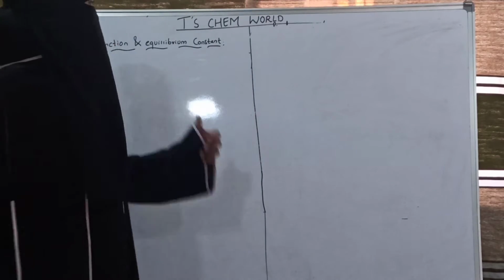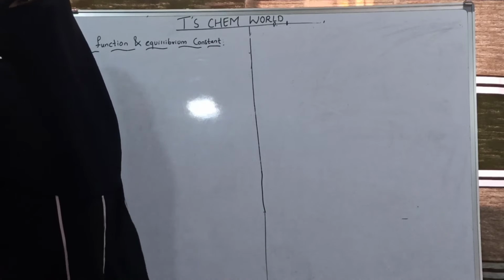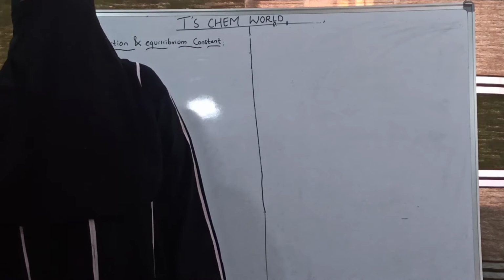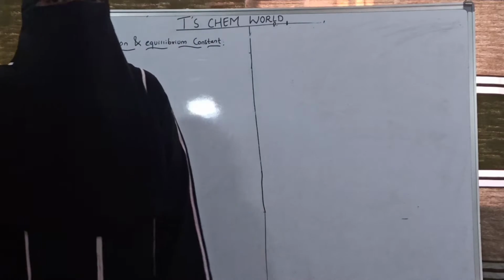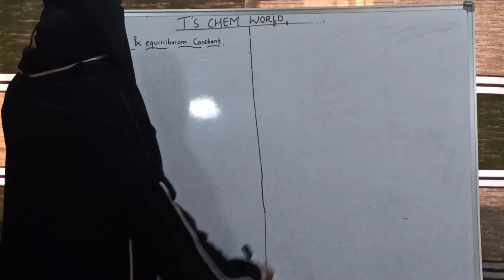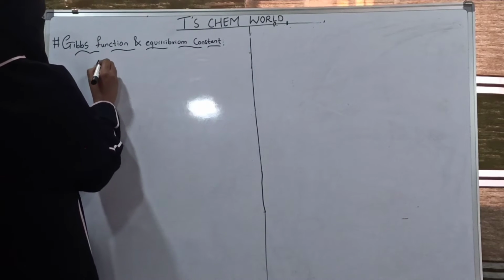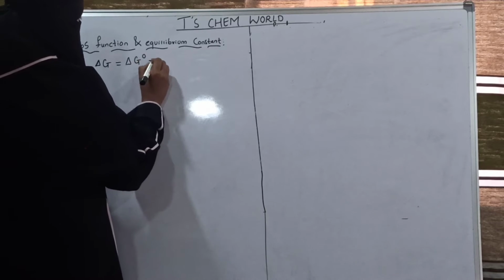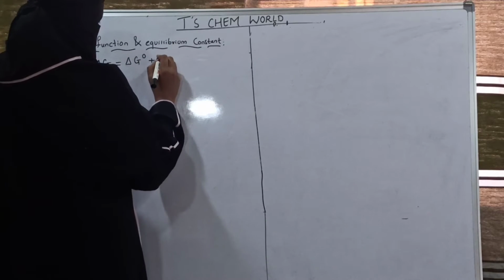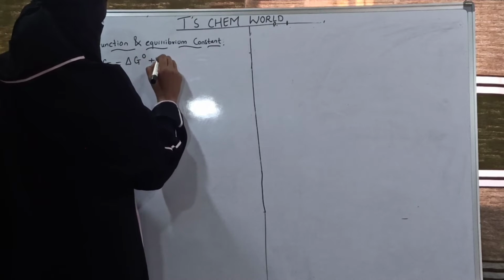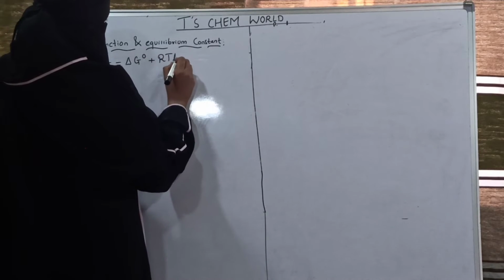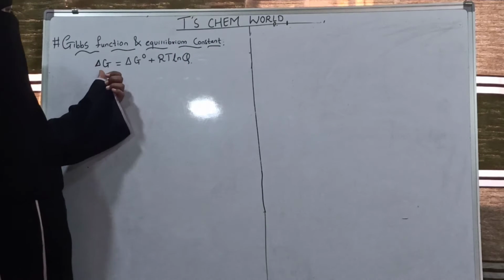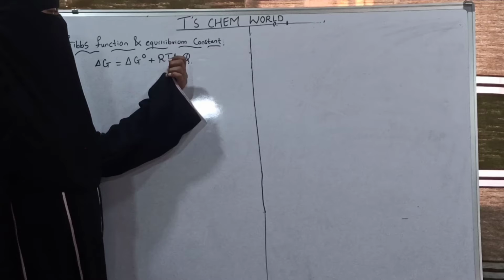Today's topic is Gibbs function and equilibrium constant. Gibbs function, or Gibbs free energy, in terms of a chemical reaction is given by the formula delta G is equal to delta G0 plus RT ln Q.